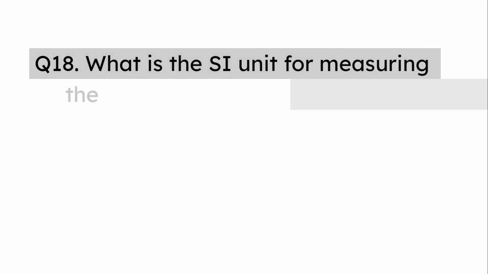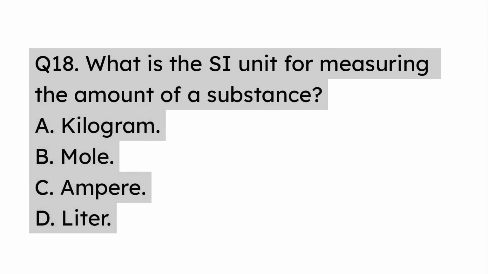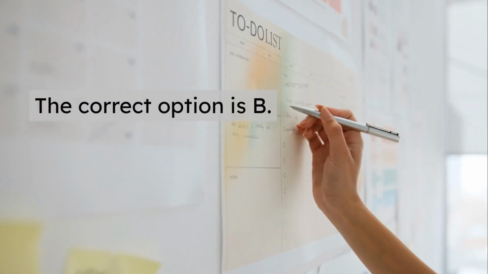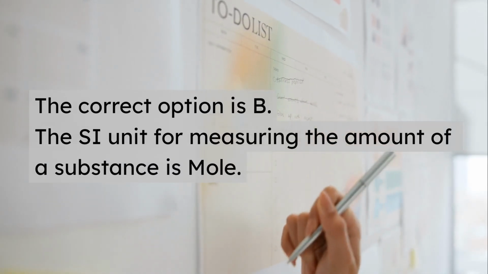Q18. What is the SI unit for measuring the amount of a substance? A. Kilogram. B. Mole. C. Ampere. D. Liter. The correct option is B. The SI unit for measuring the amount of a substance is mole.